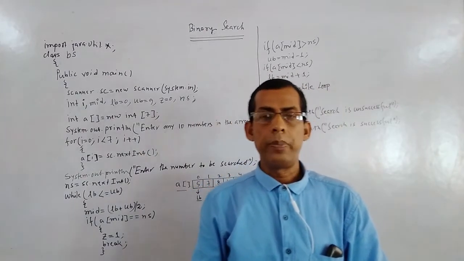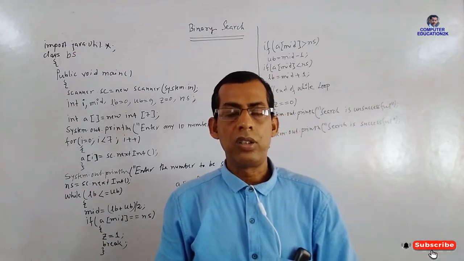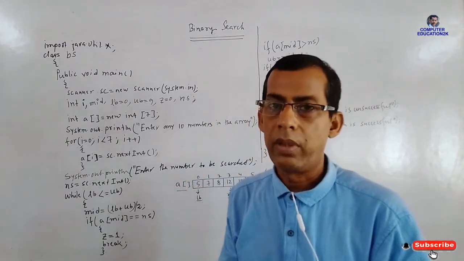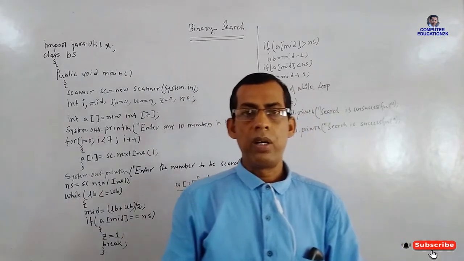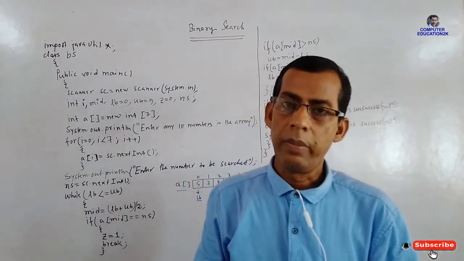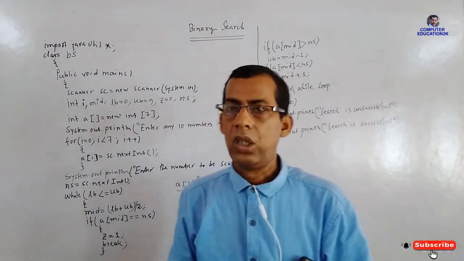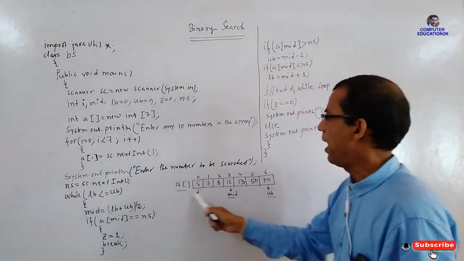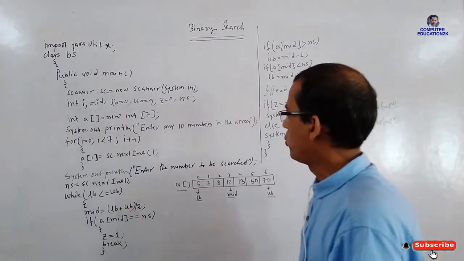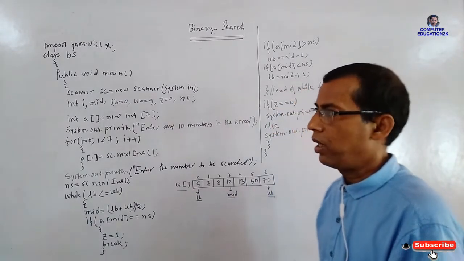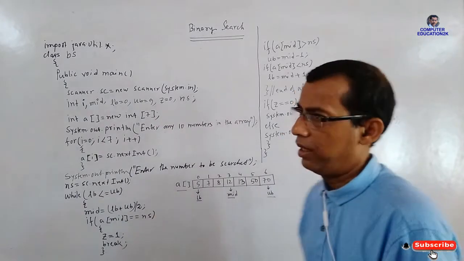The question is: write a program to enter 7 numbers in an array and search any number from the array using binary search. Searching means what? Searching means finding. So this is an array and we have 7 numbers in the array, and we have to search any one number from the array.